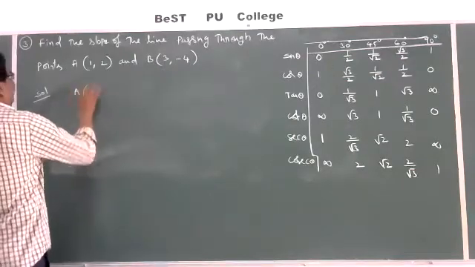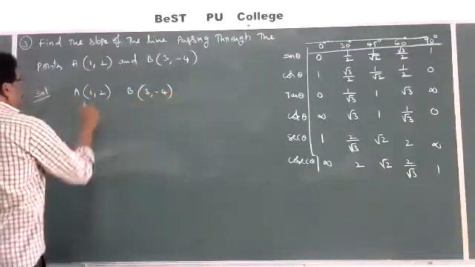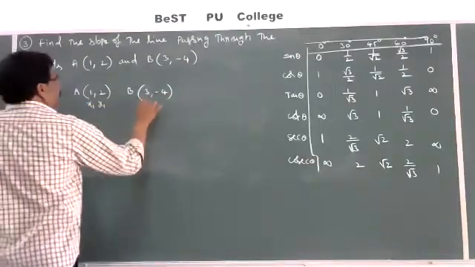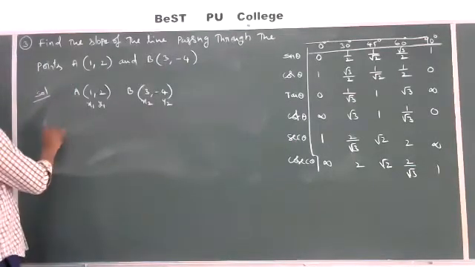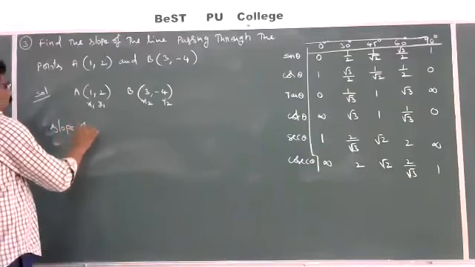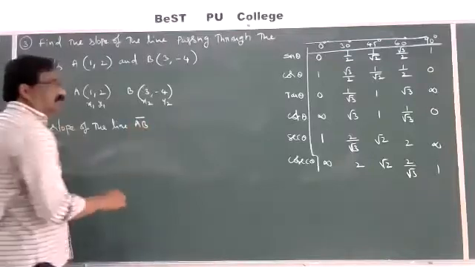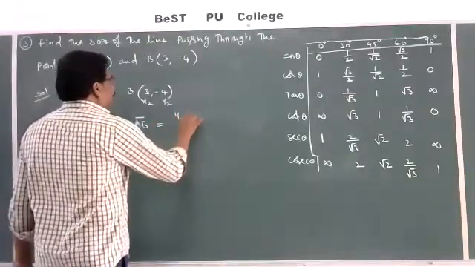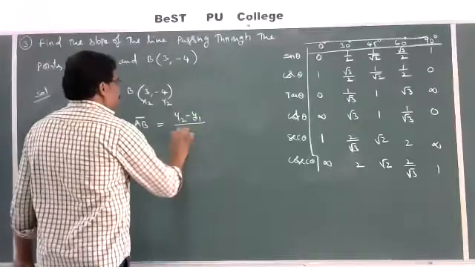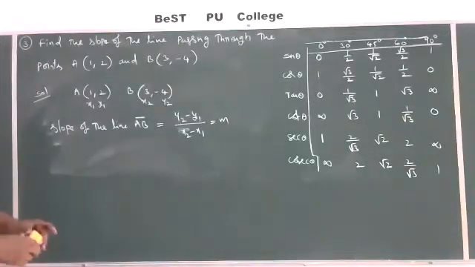So the given points are A(1, 2) and B(3, -4). This is x1, y1 and this is x2, y2. Slope of the line AB bar is equal to y2 minus y1 by x2 minus x1, which is m.